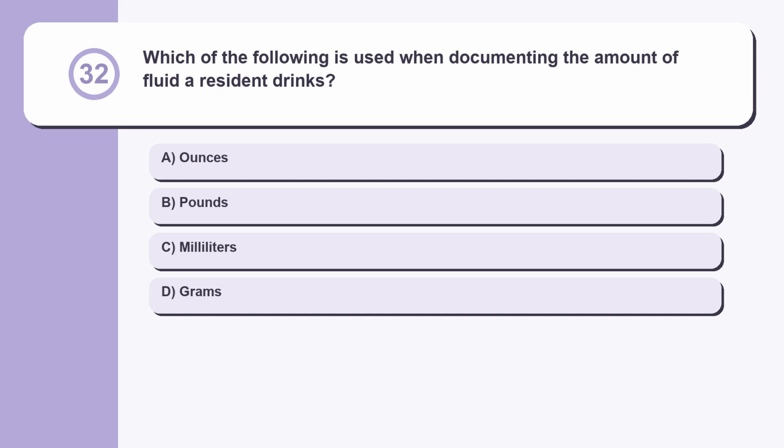Question 32. Which of the following is used when documenting the amount of fluid a resident drinks? Ounces, pounds, milliliters, grams.